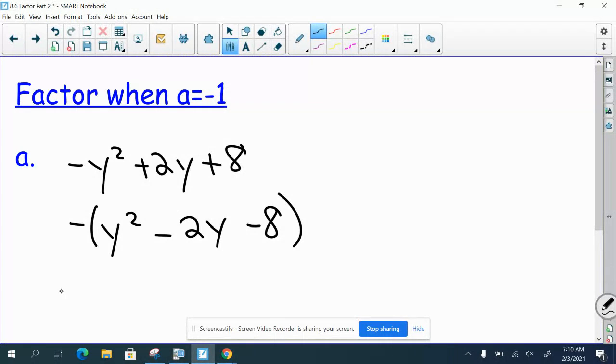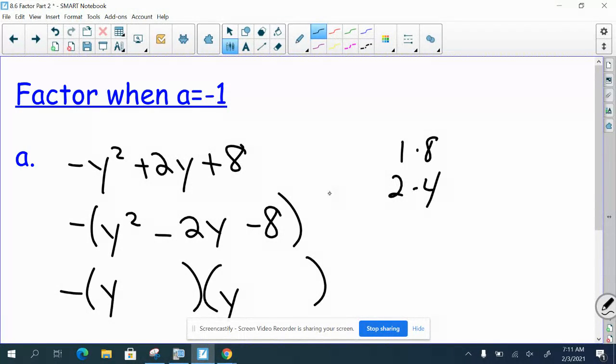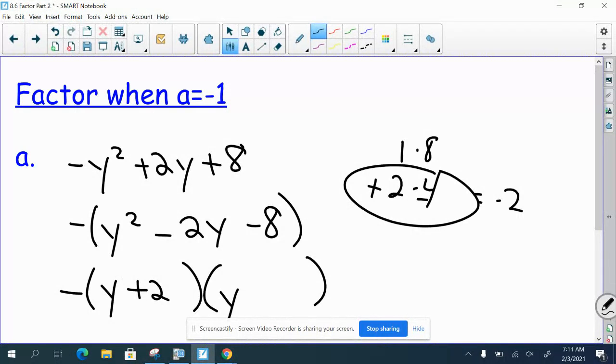And then make sure you keep the negative. So we'll put it into its factors. We'll have y in the first position. And then what are multiples of 8 that would add to -2? And remember, since it's -8, that means one of the numbers is going to be positive, one will be negative. So these are the only factors of 8. So it's obviously going to be this one. And since we want -2 in the middle, we're going to make our bigger factor negative, because positive 2 minus 4 will give us a -2. So we'll do plus 2 minus 4.